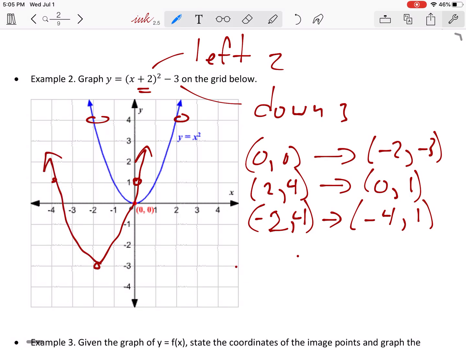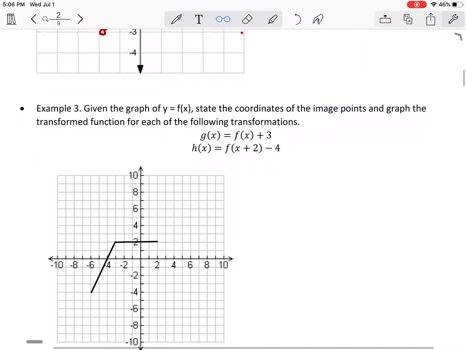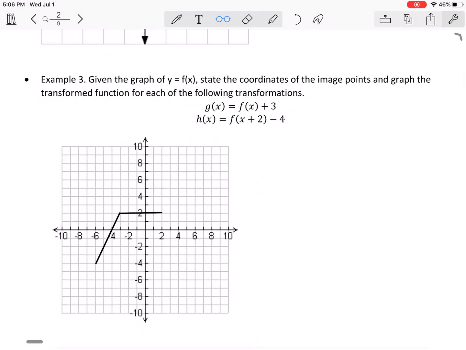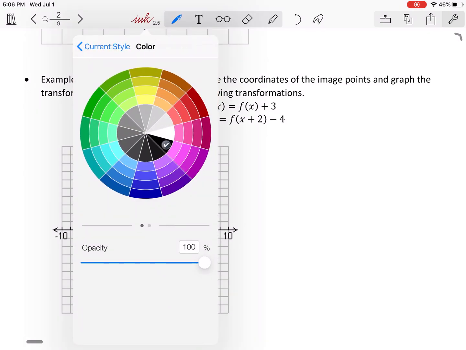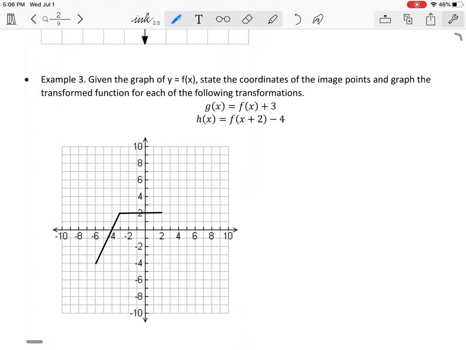Okay, and there's your translated image. Now, sometimes the type of questions you get won't really be recognizable functions. So, for example, here, what's happening is the existing graph that we have, we're calling that f(x). So this one here is going to be our f(x). It's a weird looking function.